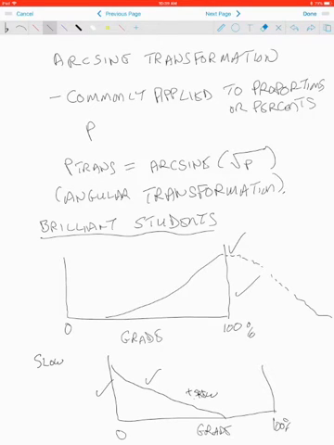So that's a transformation that is commonly applied, and you should know how to apply it. Those are the only two I'll really talk about: the log or square root transformation, and the arc sine transformation for percentages, which you need to convert to proportions first before you analyze them. So p is a proportion.